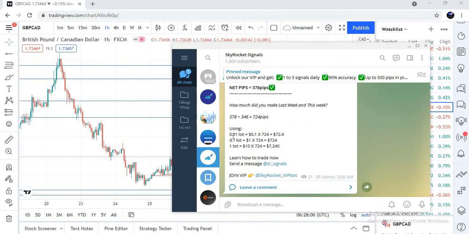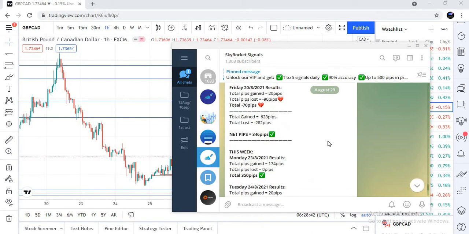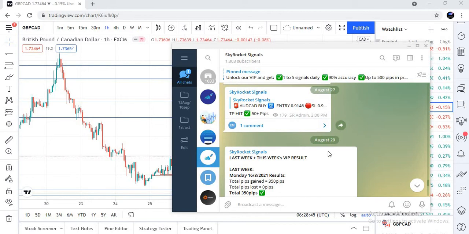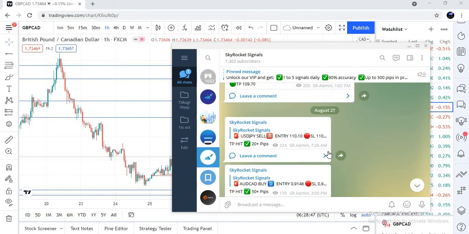Assuming you used a 0.01 lot for the whole of last week, for the whole of our previous week and our last week, you would have made about $72.4. Assuming you used a 0.1 lot size, you would have made about this amount. Assuming you used a 1 lot size, you would have made about this amount. So trading with our VIP signals is really good. It's really good. We make losses, but we also do make profits.